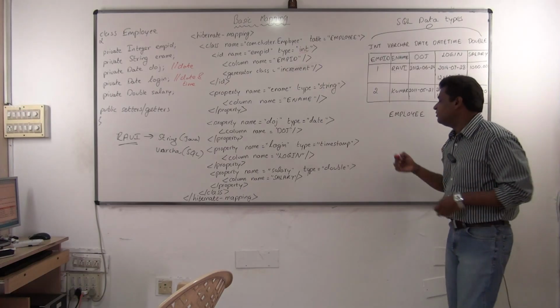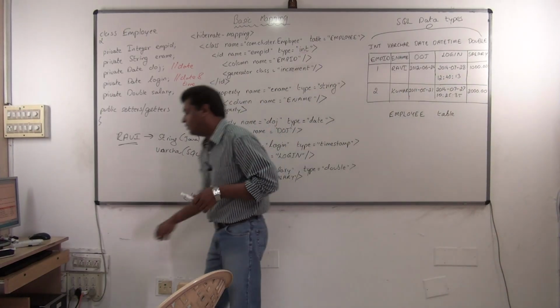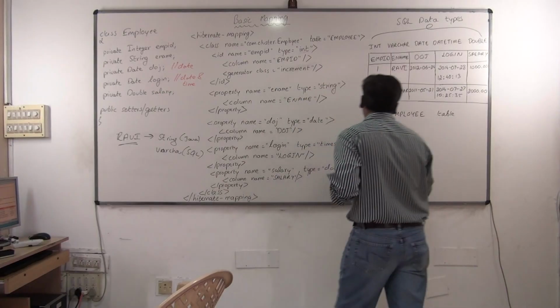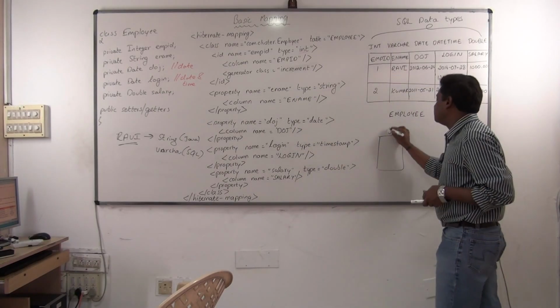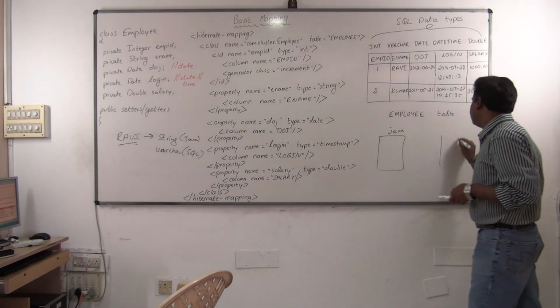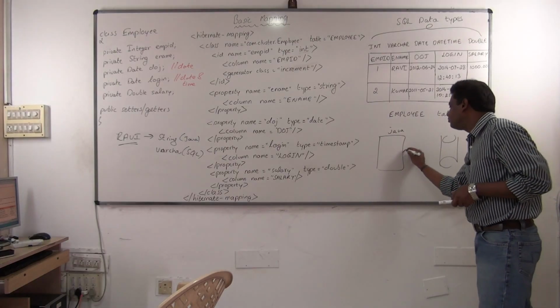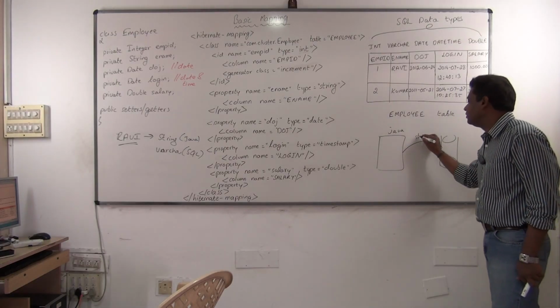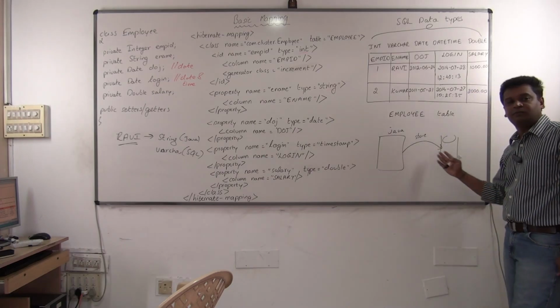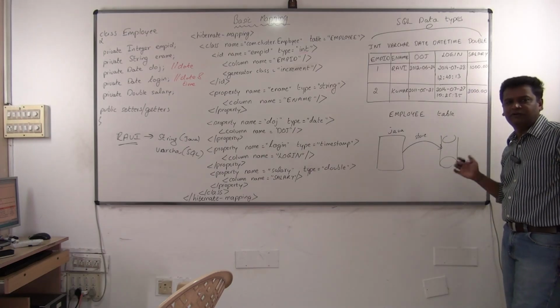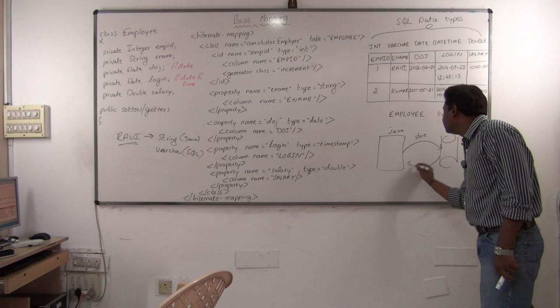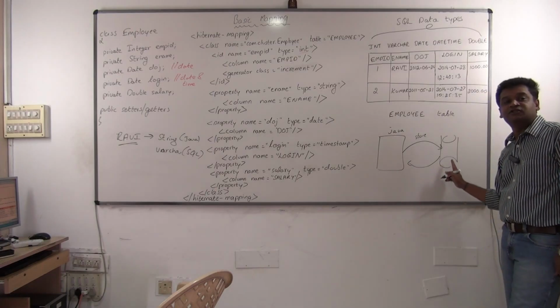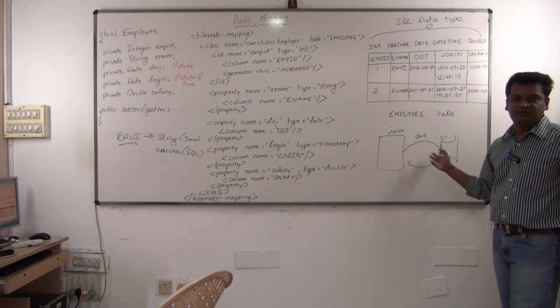Clear? So always remember, this is what happens when you write an application. This will be a Java application and this will be your database. So values will move from the Java application to the database, and likewise when you are storing a value, it will be moving from the Java environment to the SQL environment. Similarly, when you read it, what will happen? They will be entering from SQL to the Java environment. This will be happening now.